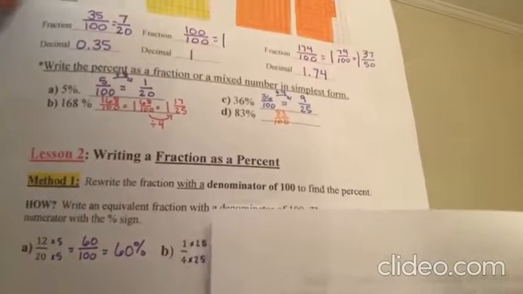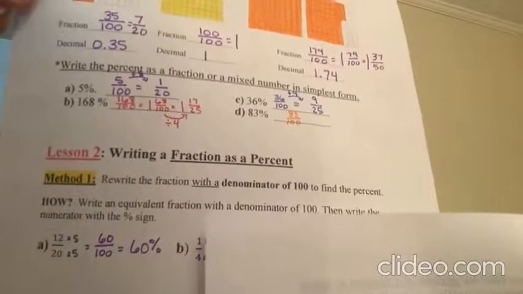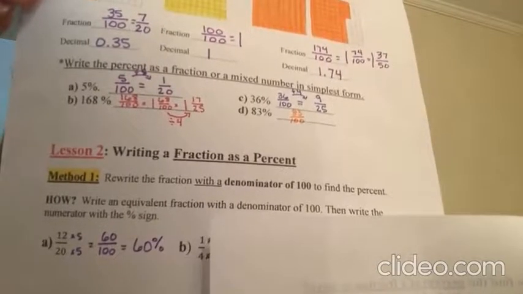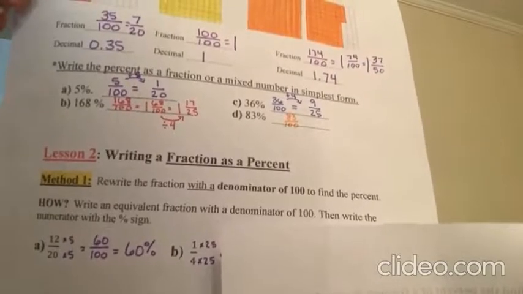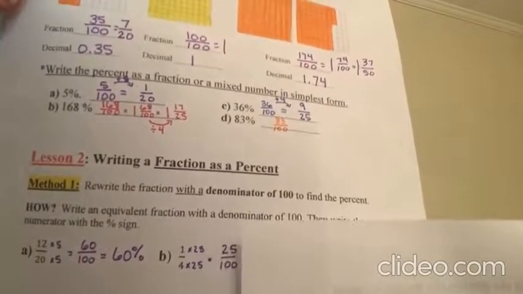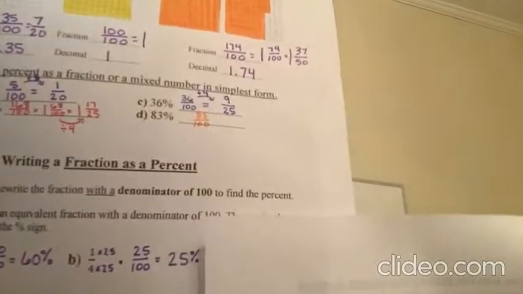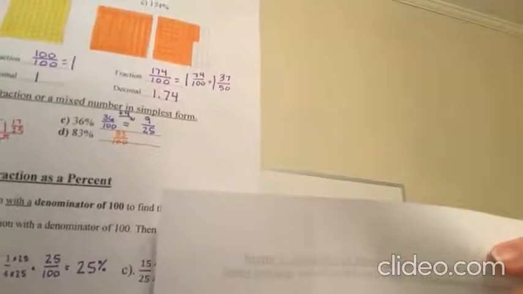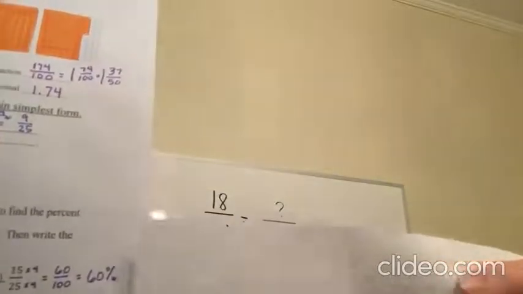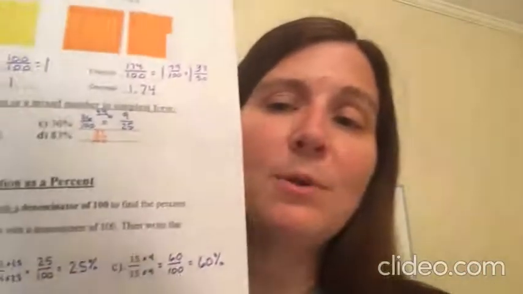On letter B, I have 1/4. Now to change 4 to 100, I need to multiply times 25. So that means I'm going to multiply both of those by 25, and I get 25 over 100, which is 25%. Then the last one on that row, 15 out of 25. 25 times 4 equals 100, so 15 times 4 is 60, which means we have another 60%.